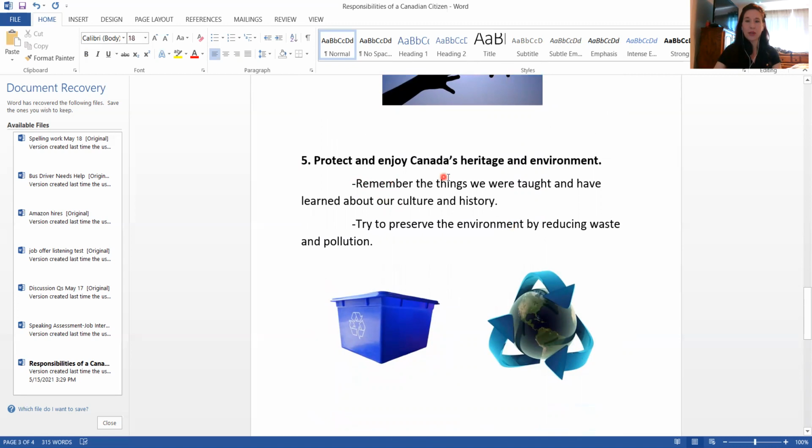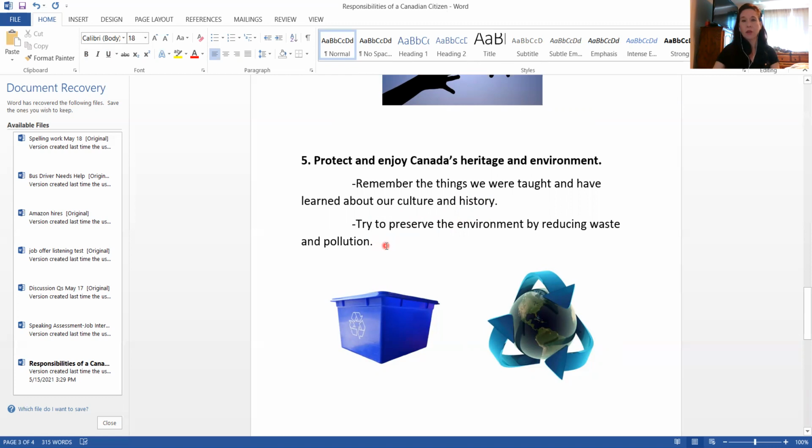Protect and enjoy Canada's heritage and environment. So that means that we need to remember the things we were taught and have learned about our culture and history. A big part of that is learning about and understanding Canada's Indigenous peoples, as well as other parts of our history and how Canada was formed.